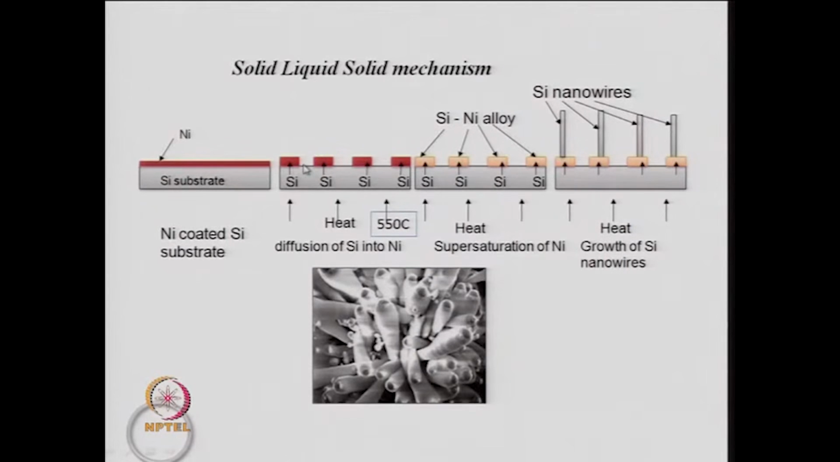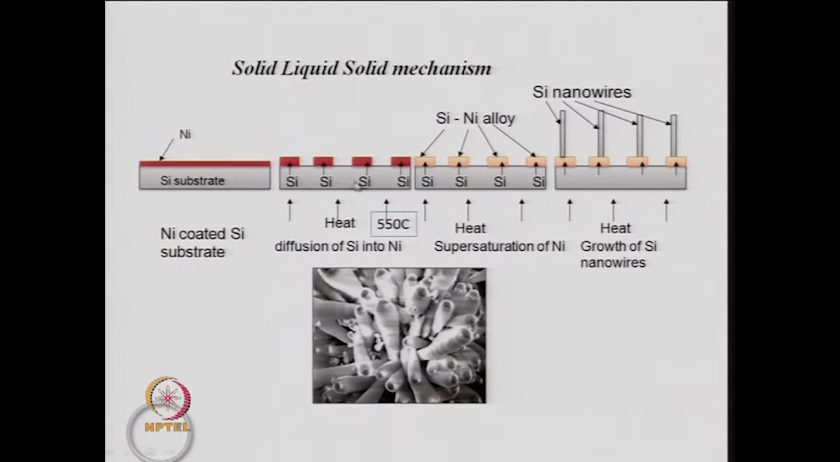So, alternately you will have nickel and then no nickel and then nickel and no nickel, like that. So, you make this kind of a design using either an ion beam or an electron beam or any other method by which you can etch away, which means remove some of the nickel in a particular manner. Once you have this setup, that means you have silicon at the bottom and nickel at particular places, you heat this system to around 550 degree centigrade.